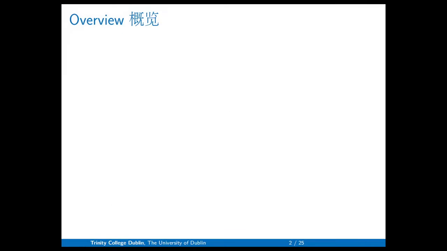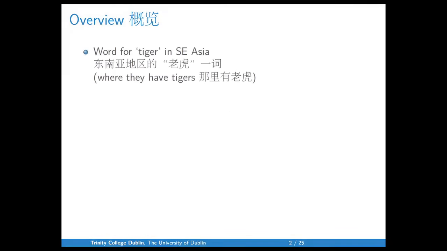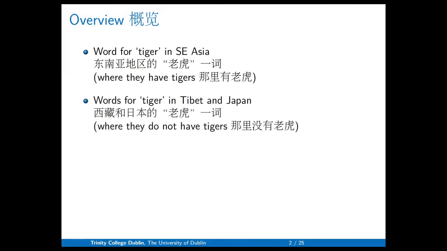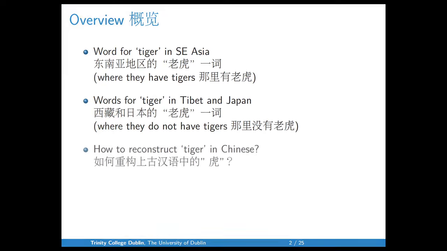So first, an overview of the talk. I will look at words for tiger in Southeast Asia, and then words for tiger in Tibet and Japan, where they don't have tigers. So they probably will use someone else's word, right? And then, how do we reconstruct tiger in Old Chinese?